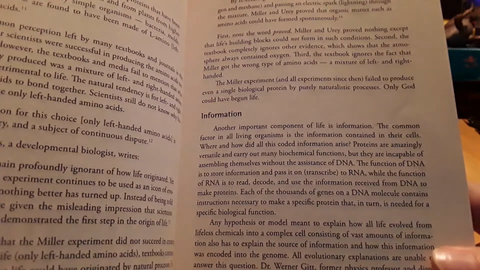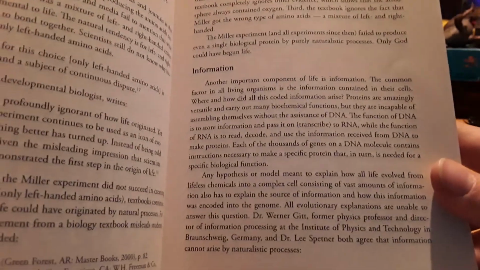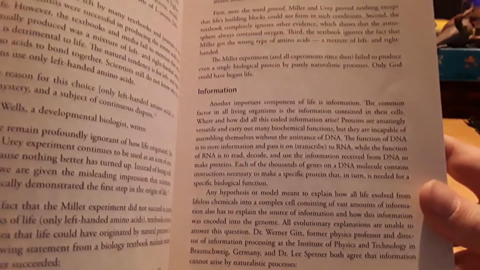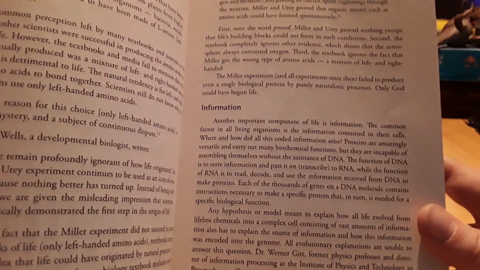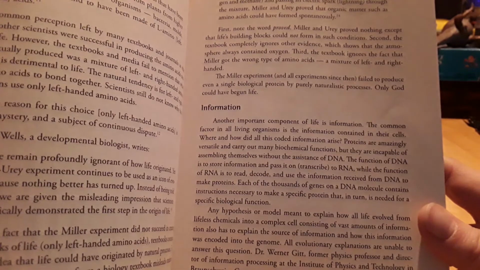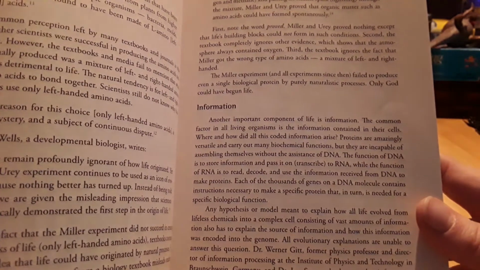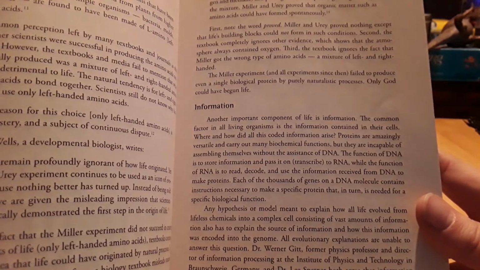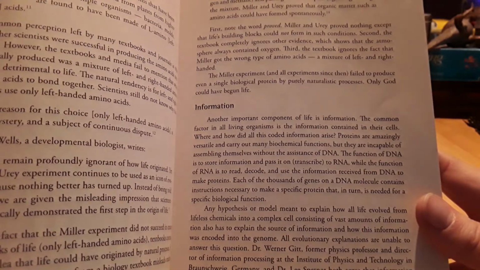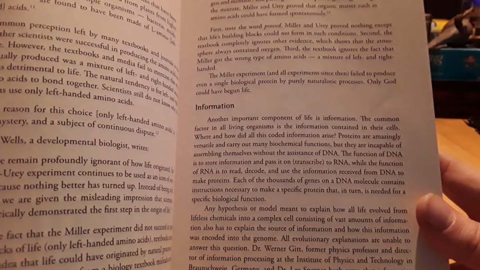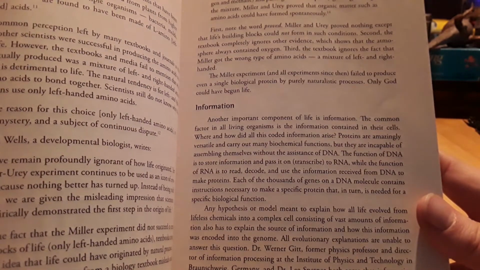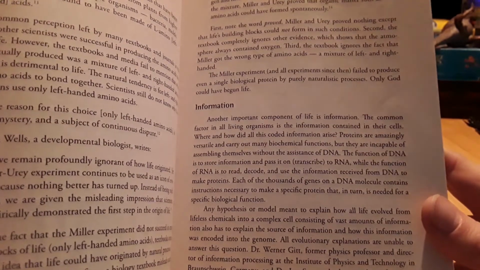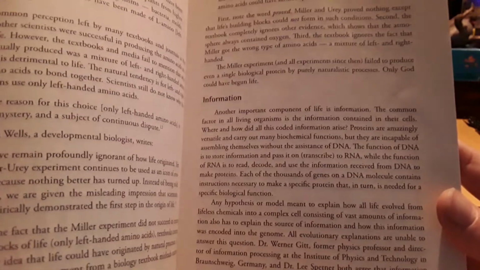Information. Another important component of life is information. The common factor in all living organisms is the information contained in their cells. When and how did all this coded information arise? Proteins are amazingly versatile and carry out many biochemical functions, but they are incapable of assembling themselves without the assistance of DNA. The function of DNA is to store information and pass it on to RNA, right? To transcribe the information to RNA, while the function of RNA is to read, decode, and use the information received from DNA to make proteins.